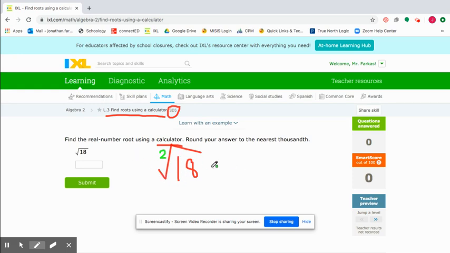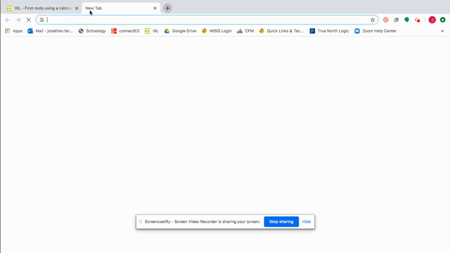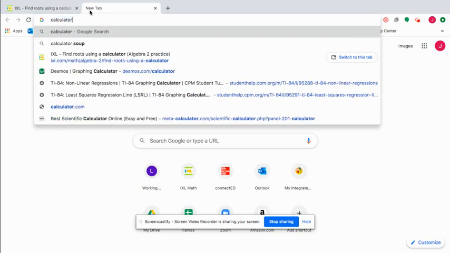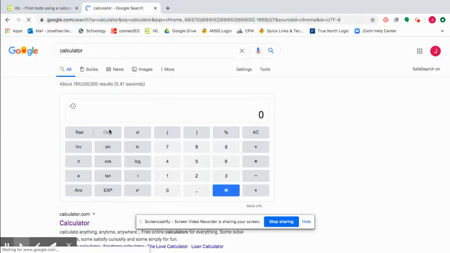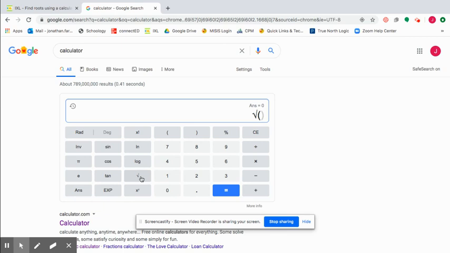So the square root of 18, I'm going to just pull up and type in calculator into Google, and you'll see that the first thing that comes up is this scientific calculator right here. Now this has a square root button, and in this case you hit the square root first. Sometimes you'll have to write the number first, the radicand, and then hit the square root button. What's really important here is to think before you actually calculate, what should my number be pretty close to?